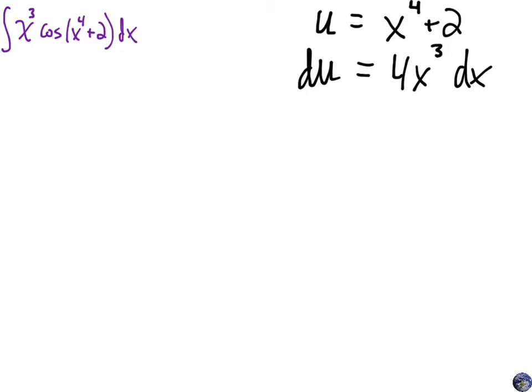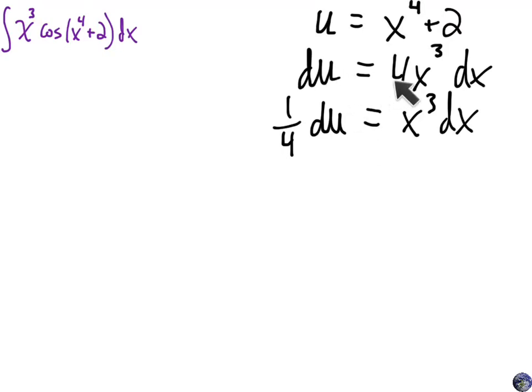Okay, so let's go back to the original problem now. Oh, sorry, back up. Before I do that, looking ahead to what I want, I'm going to rewrite this by dividing the 4 over, so we have 1/4 du is equal to x cubed dx. Now let's go back to the original problem, and based on what I just did, I'm going to change the order of how I wrote it. I'm going to put the x cubed together with the dx, back here, so the cosine's out in front. So now it looks more like this.